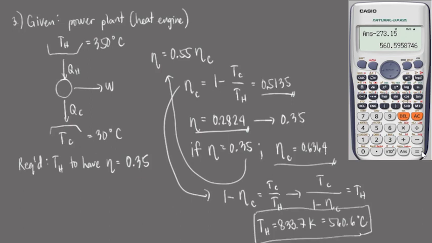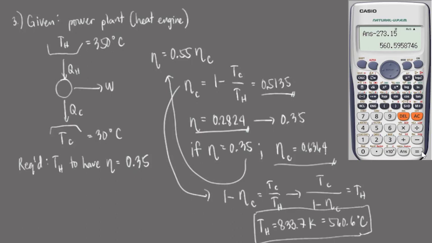So this is what we have been talking about earlier. In order for us to increase the plant efficiency, we need to increase the temperature difference between the hot reservoir and the cold reservoir. In the previous case, our delta T is only 350 minus 30 degrees Celsius, that is 320 degrees Celsius. And the corresponding plant efficiency for that is 28.24% only. If we increase the temperature of the hot reservoir to 560 degrees Celsius, that gives us a delta T of 530 degrees Celsius, and the corresponding efficiency of that is 35%. Okay, so that is one way we can increase the efficiency of a heat engine.